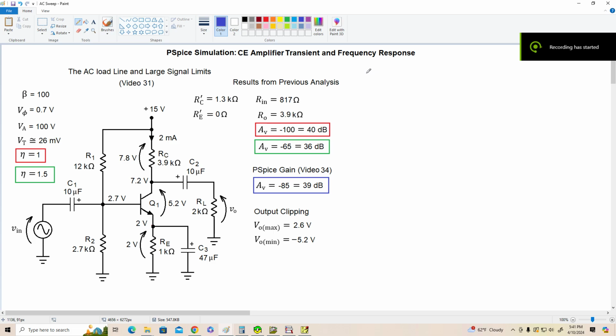Hey guys, welcome to video 35. We're going to continue our analysis of the amplifiers we first looked at back in video 31.